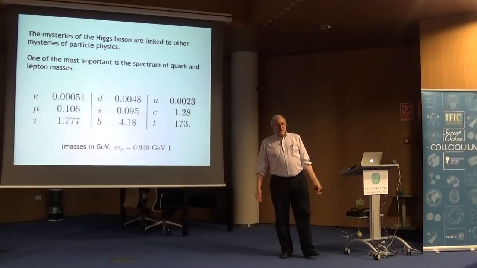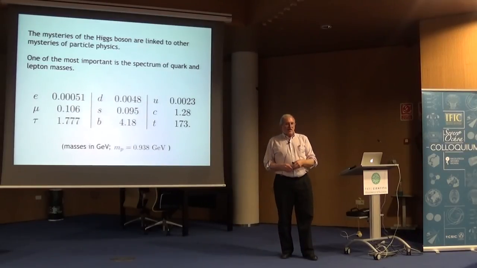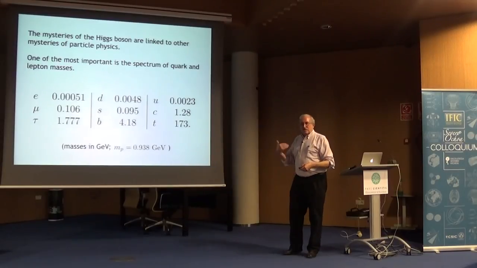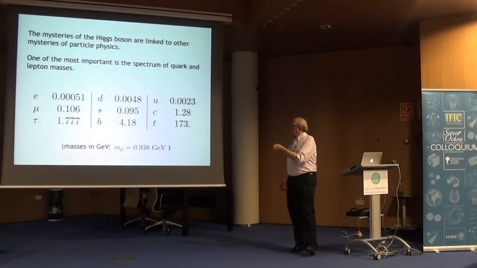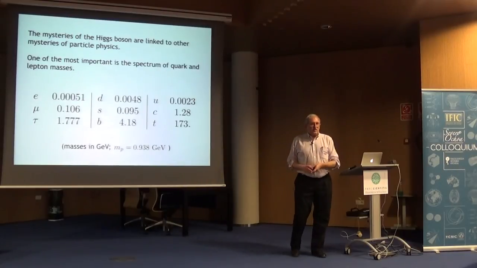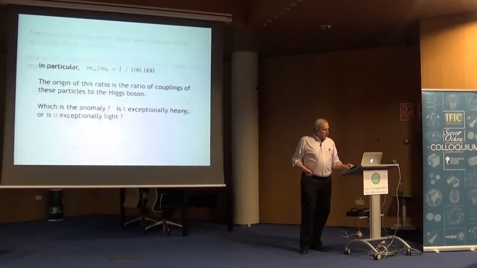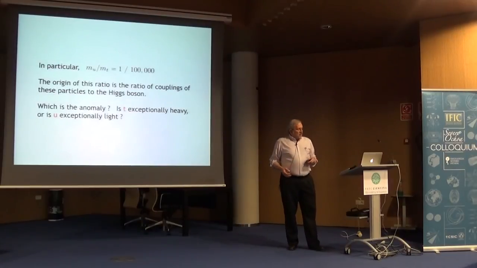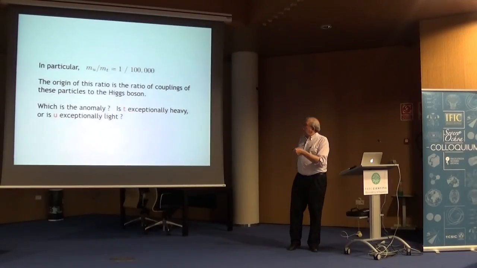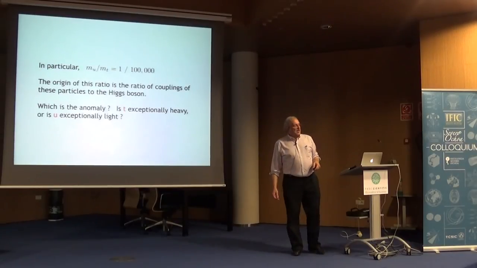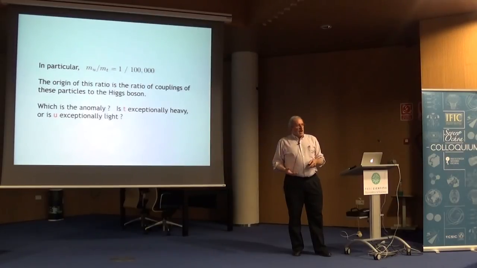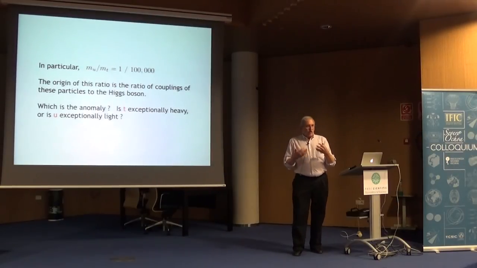And the only thing we can say about that is, well, the top quark couples to the Higgs field with a strength 100,000 times the strength with which the up quark couples to the Higgs field, which you've got to admit is not a very satisfying answer. So the origin of this ratio of couplings is somehow connected to the ratio of couplings to the Higgs boson, but why things are that way is something that we don't know.